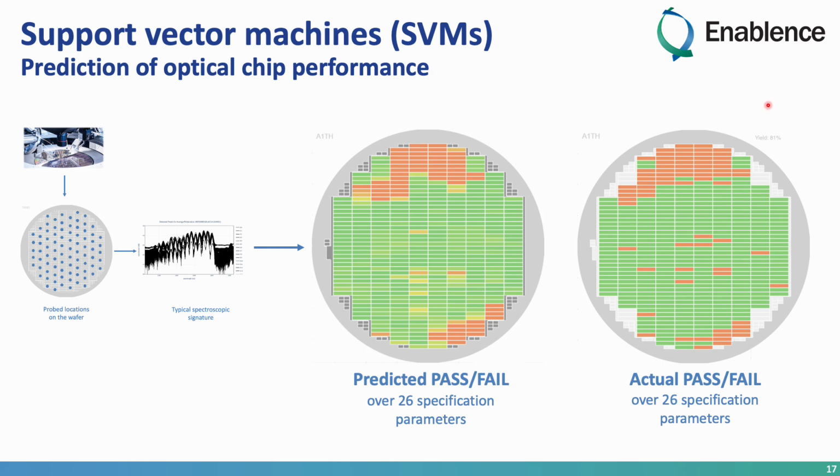Now, compared to the multi-day effort that it takes to measure a single wafer, the total time that it takes to mount, align, and collect the spectroscopic signatures is only 12 minutes. And the inference from the SVM is instantaneous. Now, besides the obvious economic advantage of this approach, there is another advantage.